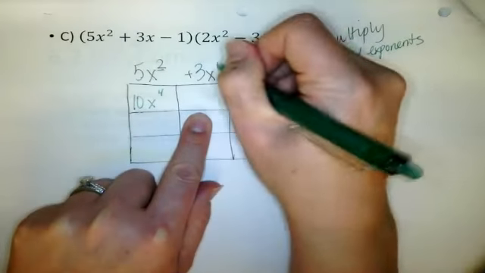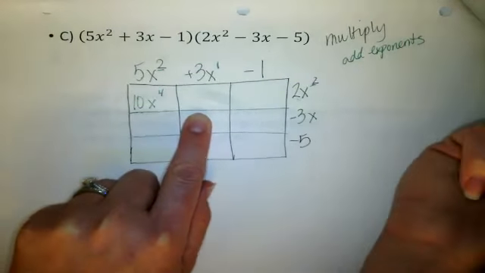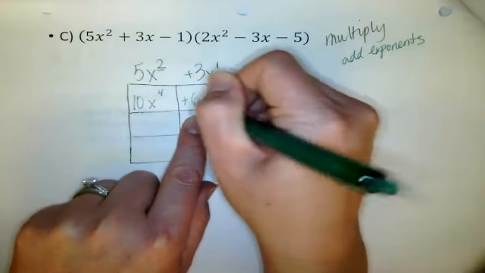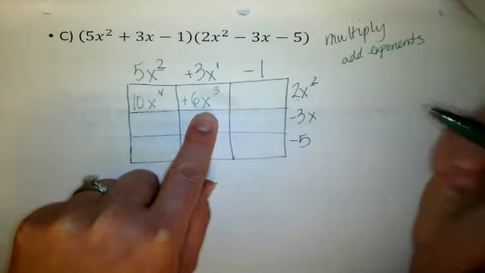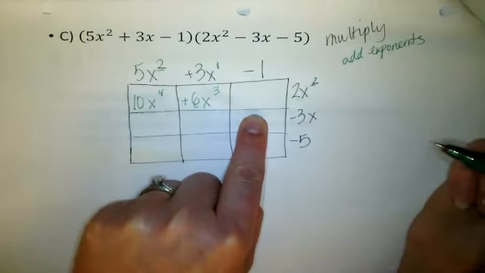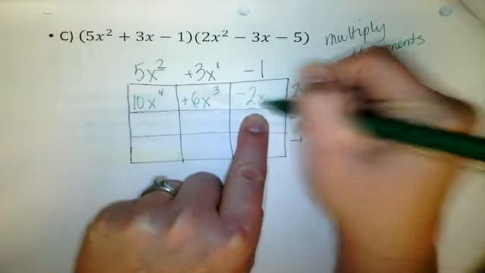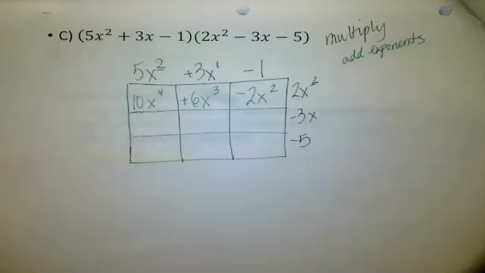3x to the first times 2x squared gives you 6x to the third. 3 times 2 is 6. X to the first times x squared is x to the third. Negative 1 times 2x squared. Negative 2x squared. Very good. I really like the box method just because it keeps everything really organized. And there's built-in checks.